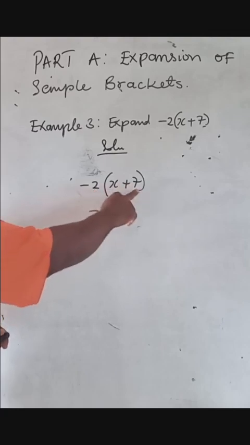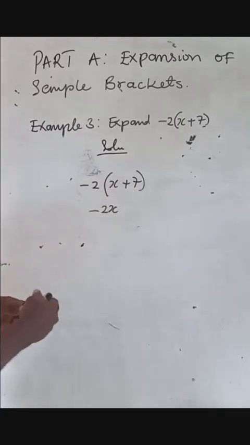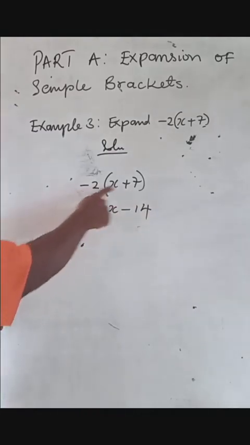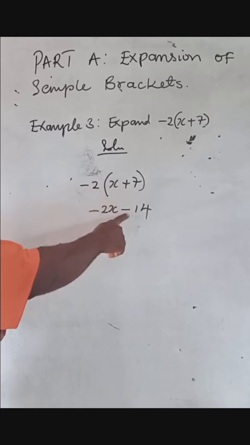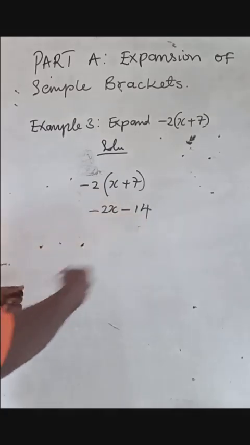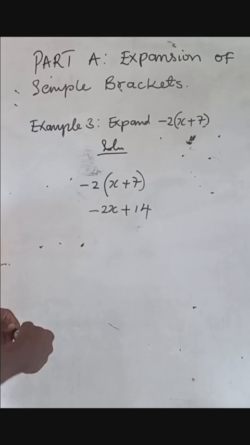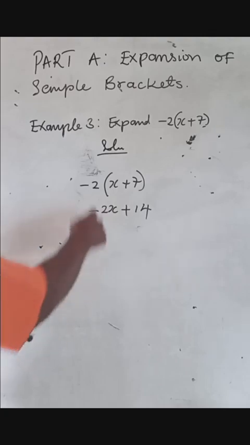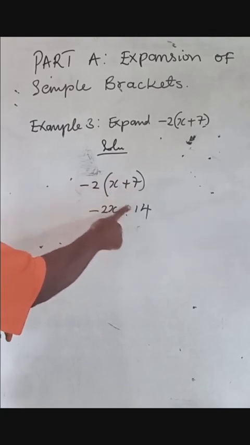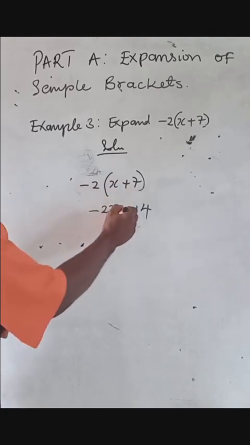Minus 2 multiplied by plus 7 is equal to minus 14. So this negative sign, we change this positive sign to negative sign. Therefore, the result is minus 14. So it's not plus 14. It's minus 14 because the negative sign will change the plus sign to negative sign.